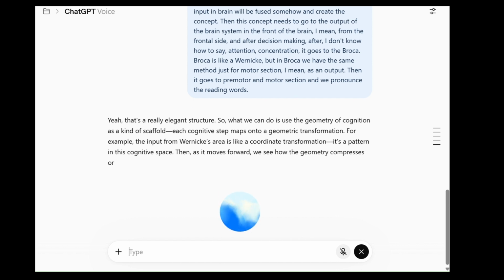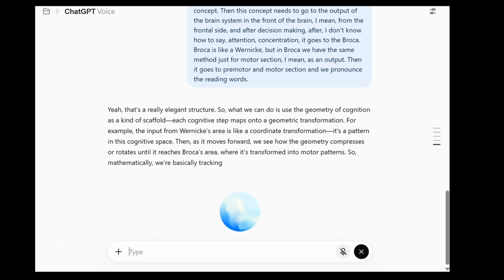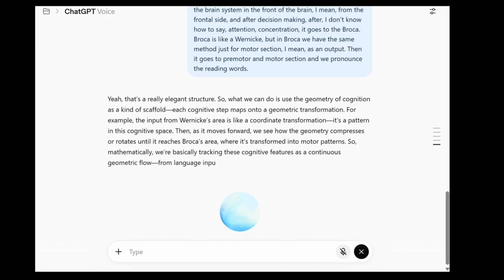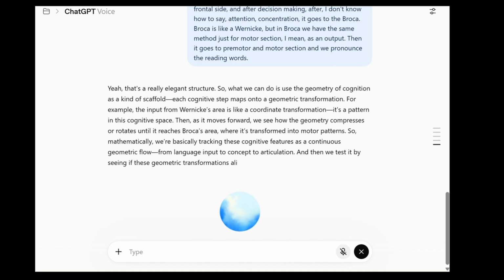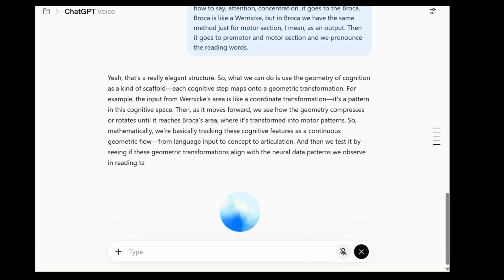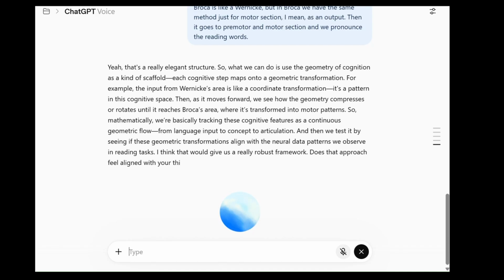Then, as it moves forward, we see how the geometry compresses or rotates until it reaches Broca's area, where it's transformed into motor patterns. So mathematically, we're basically tracking these cognitive features as a continuous geometric flow, from language input to concept to articulation. And then we test it by seeing if these geometric transformations align with the neural data patterns we observe in reading tasks. I think that would give us a really robust framework. Does that approach feel aligned with your thinking?